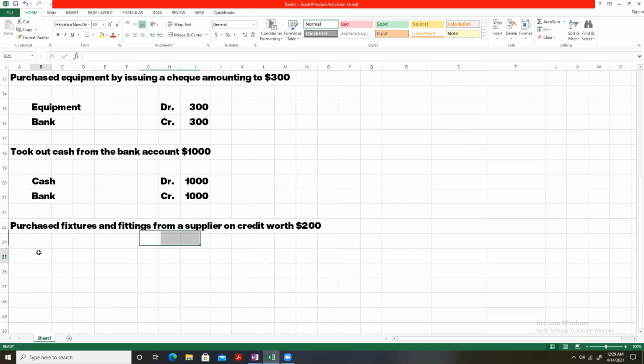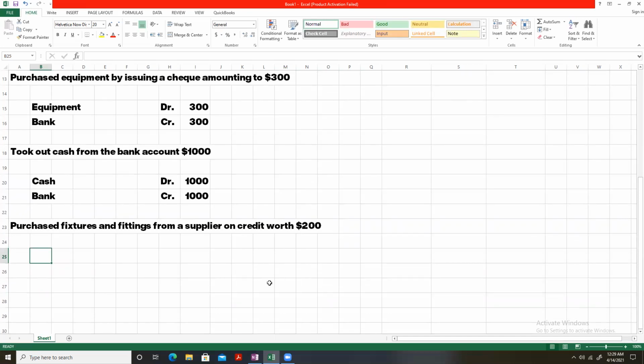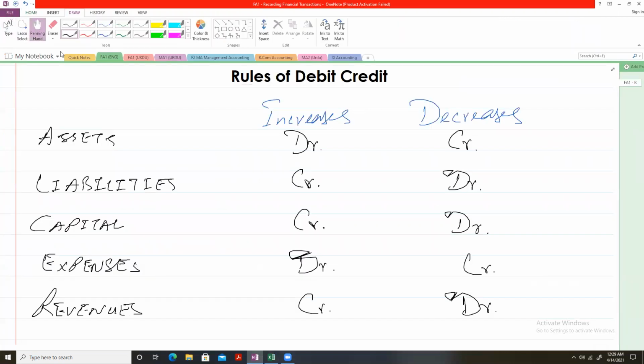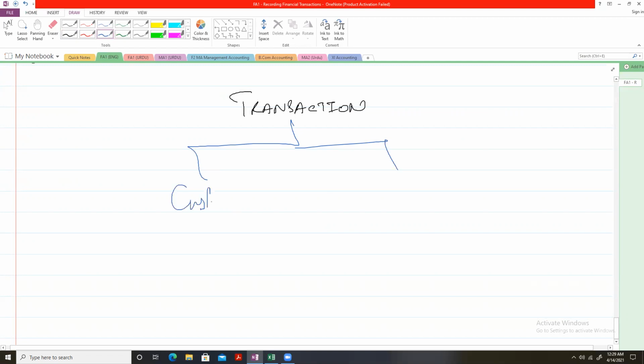On credit. So whenever we purchase something on credit or whenever we sell something on credit, that is a credit transaction. And what happens in a credit transaction? I told you that there are two types of transactions. This is something that I have already told you, but here I feel like I need to remind you about the types of transactions: cash transactions and credit transactions.